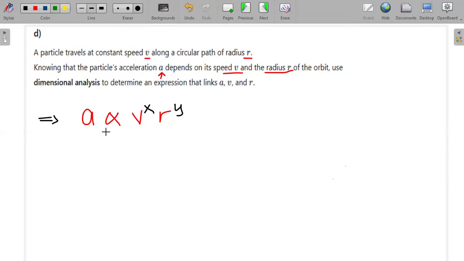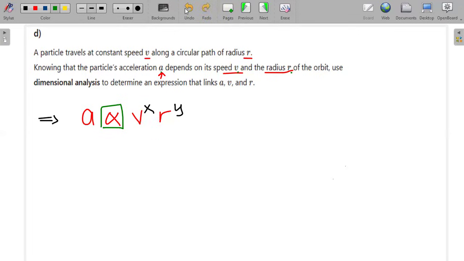Okay, so we are trying to derive an expression using dimensional analysis between the acceleration, the speed, and the radius. I was explaining that the first step, which is always what you do, is to write a, because here they said a depends on v and r. So that means that a is proportionally related to v and r. This symbol here means proportionally related. So a is proportionally related to v and r.